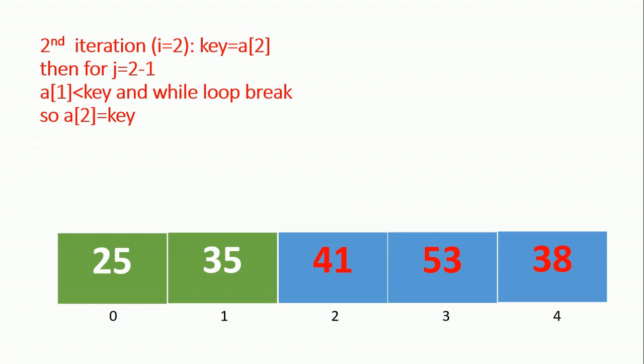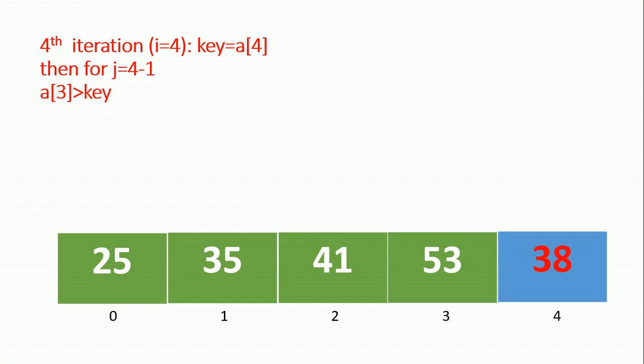At the second iteration, i equals 2, key equals a2. Then for j equals 2 minus 1, that is 1, a1 is less than key. So the while loop breaks, and there is nothing to change. At the third iteration, i equals 3, key equals a3. Then for j equals 3 minus 1, that is 2, a2 is also less than key. So the while loop breaks, and here also there is nothing to change.